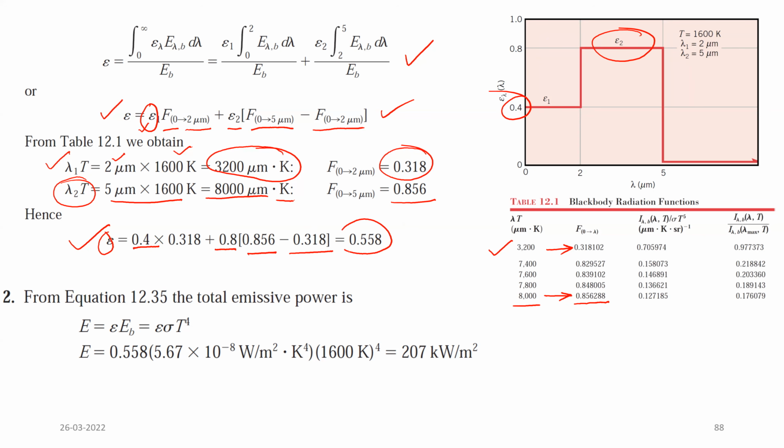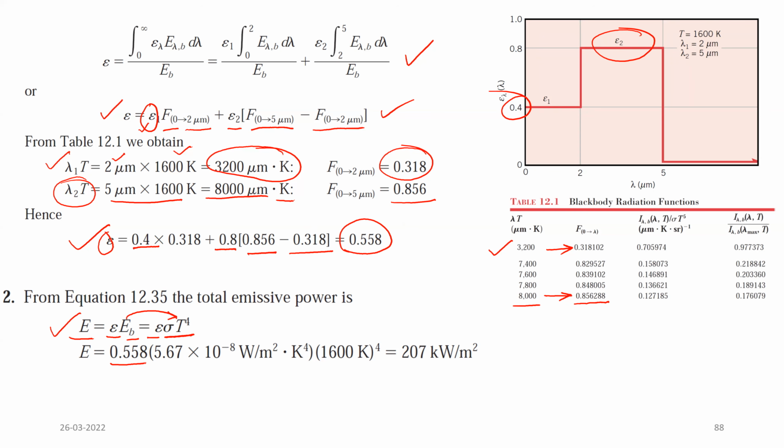So the total value comes out to be 0.558. Now, once I have calculated this value, to calculate the value of total emissive power, that would be equal to epsilon times EB. So epsilon sigma T4, that is the value of EB actually.